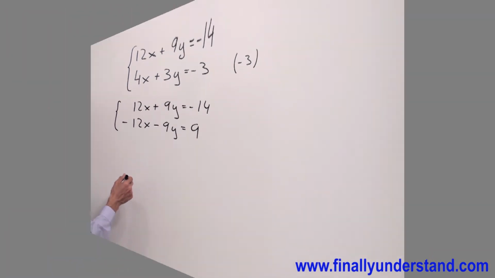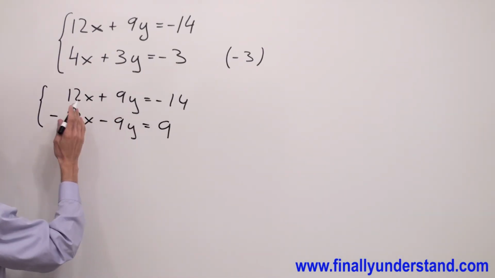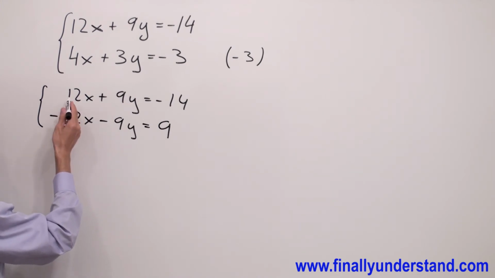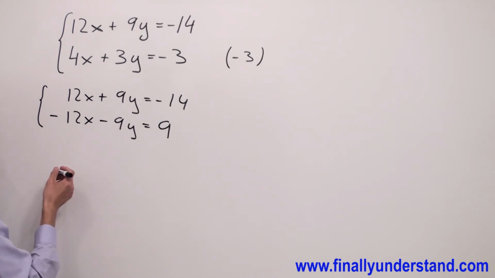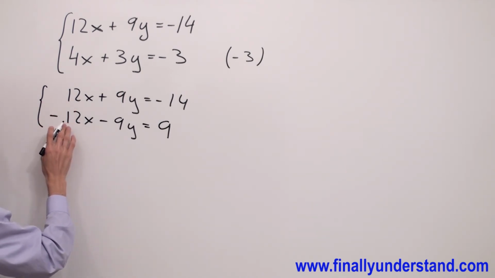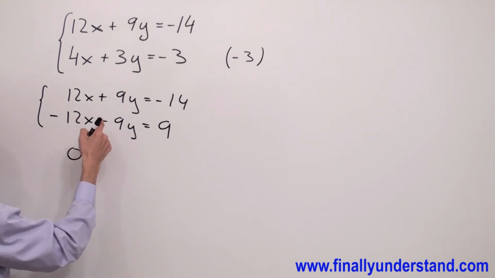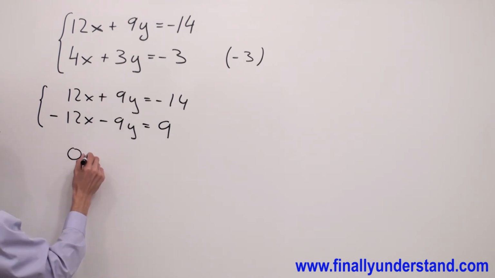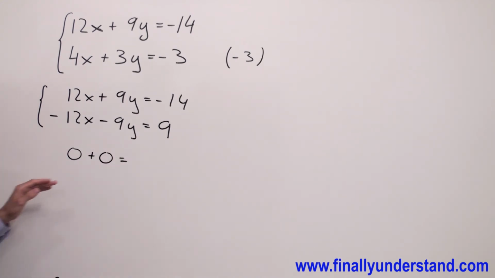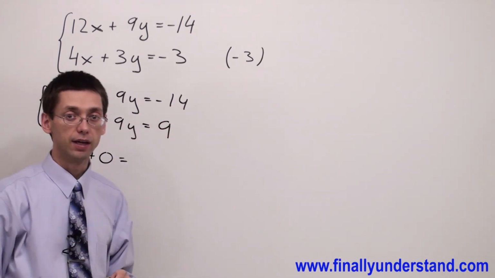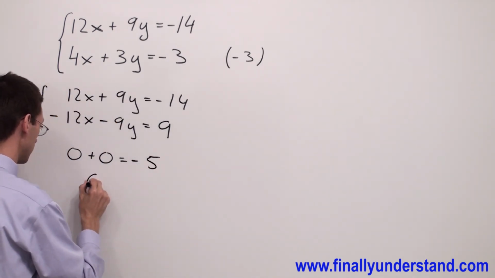In this case, we concentrate on the y coefficient, but at the same moment we got exactly the same coefficient next to x with different signs. That's why we have to perform addition anyway. So I have 12 plus -12 gives me 0, and I have positive 9 plus -9 gives me 0, and I have equals -14 plus 9 gives me -5. So let's take a look at what we have got.